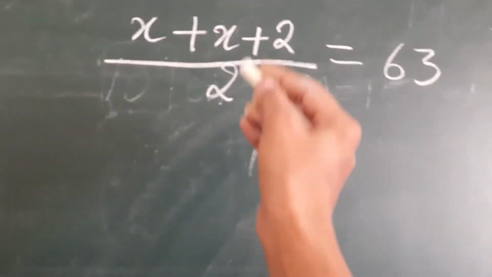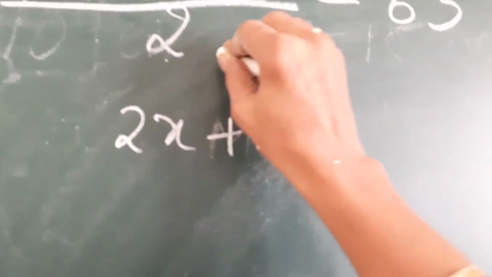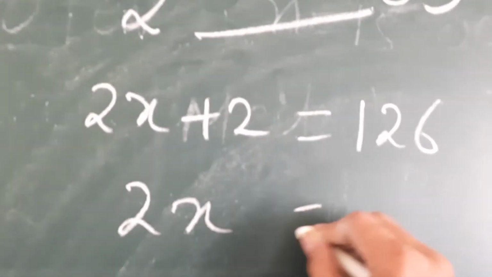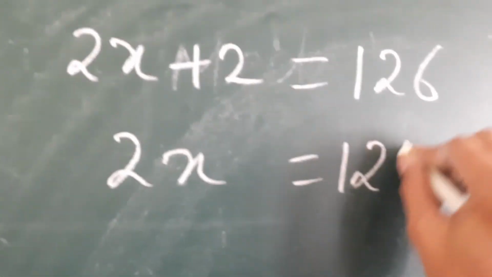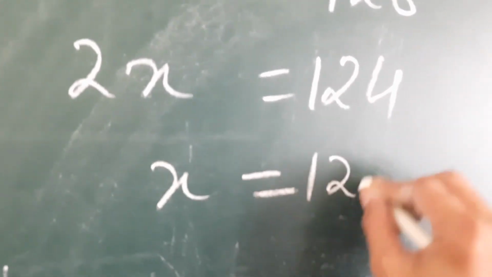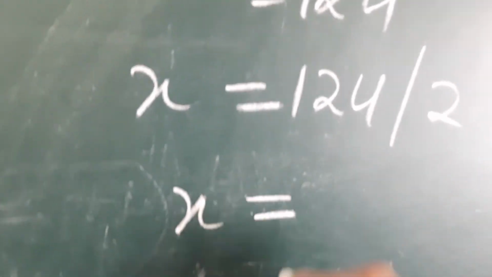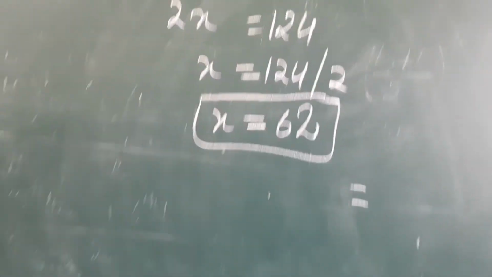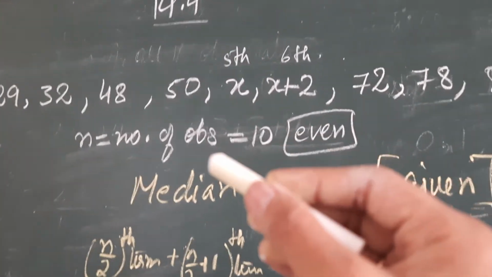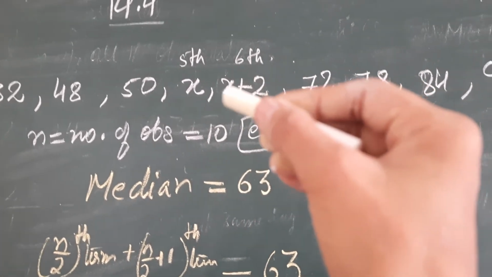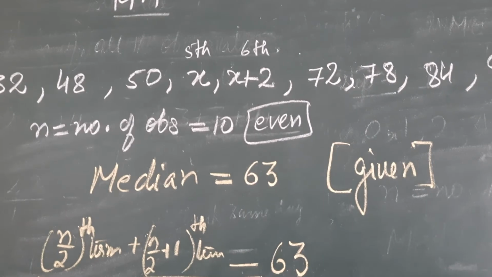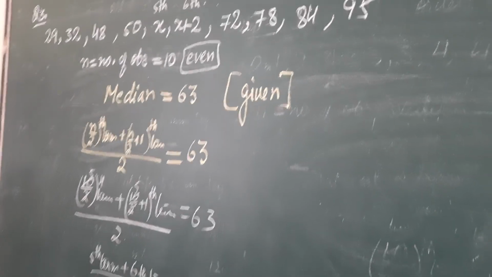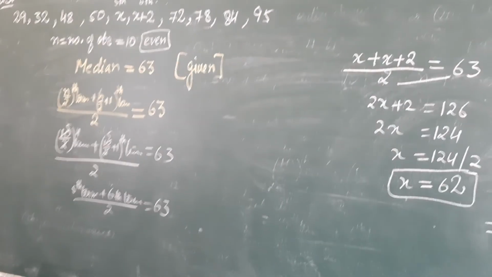Now just solve it. x plus x is 2x plus 2, and cross multiply, you will get 126. So 2x is equal to 126 minus 2, 124. x is equal to 124 by 2. So x is equal to 62. So this is your x. Means the fifth term is 62. And the sixth term will be 62 plus 2, 64. If they ask you both the missing terms, you have to answer in this way. So I hope it is clear. This is a very important question.